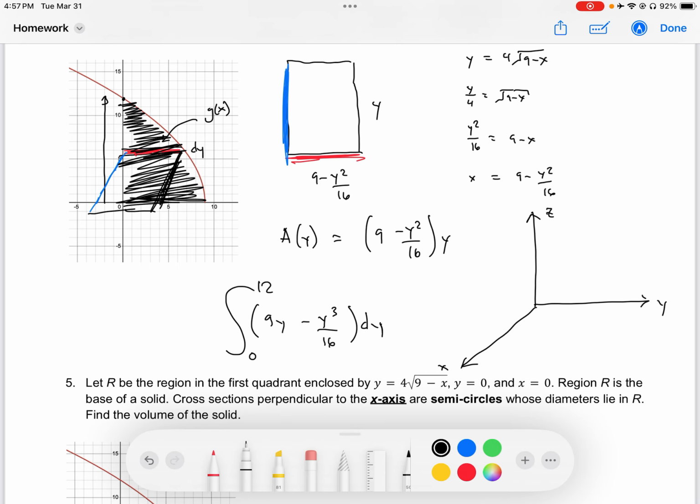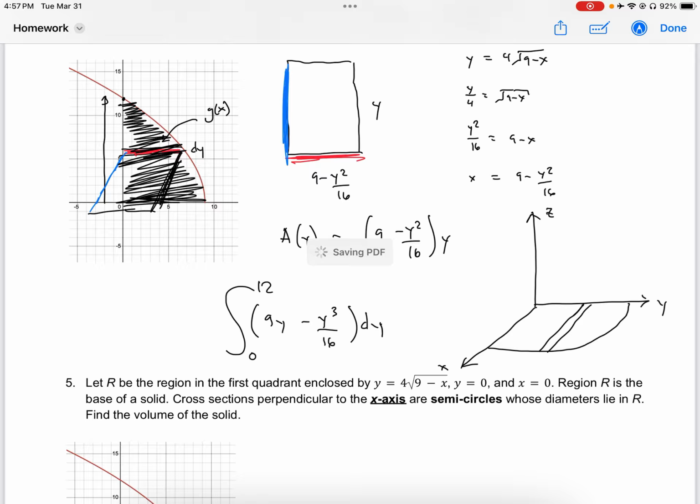Now, okay, so this thing starts up here at 12. It basically just curves down like this. Now my cross sections are perpendicular to the y-axis, so they're going to be drawn like so.